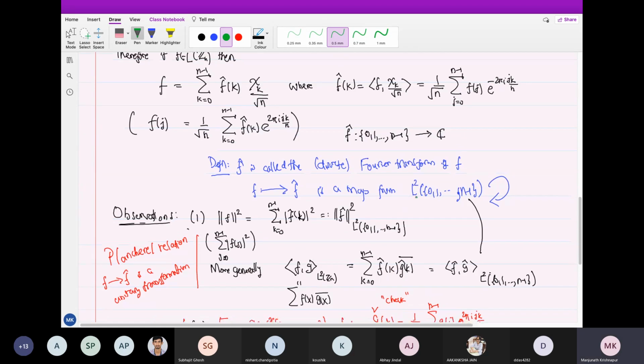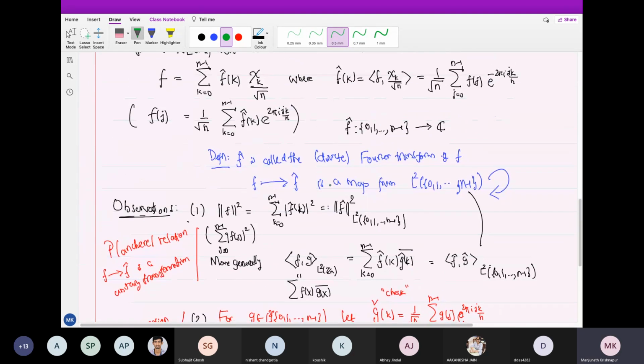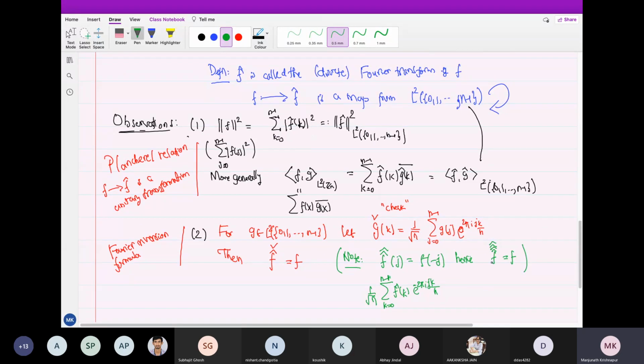So this is a linear transformation, right? We in fact said that it's a unitary transformation. So there's a matrix which maps f to f hat. I'm going to write that matrix soon. So what will this tell you? For example, if you apply it 4 times, the matrix to the power 4 will be identity. So what can you say about that matrix? Anything about that matrix?